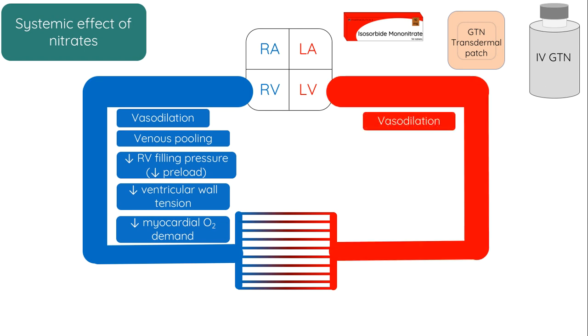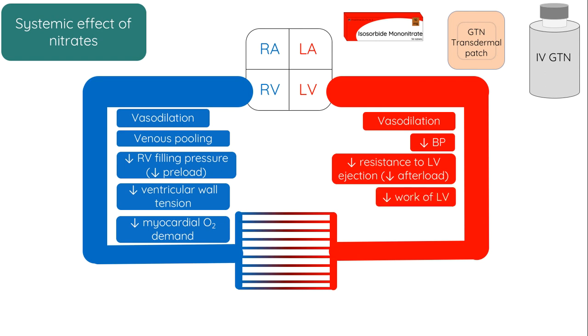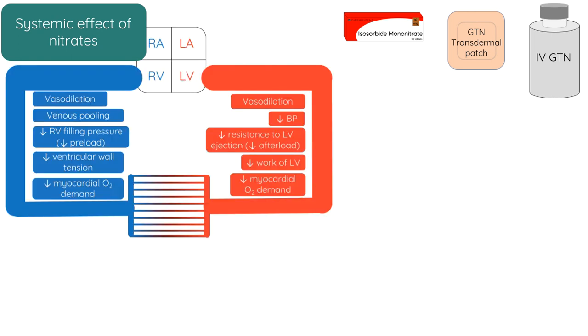On the arterial side, if we get vasodilatation of the arteries, we get reduced blood pressure, and so we get reduced afterload. So we get reduced resistance to when the left ventricle is trying to eject blood, and that reduces the work of the left ventricle, and so we get reduced oxygen demand in that way. So that was just a very quick summary of how nitrates actually work, and at the minute they're looking like a really good medication for the management and the prophylaxis of ischemic chest pain.